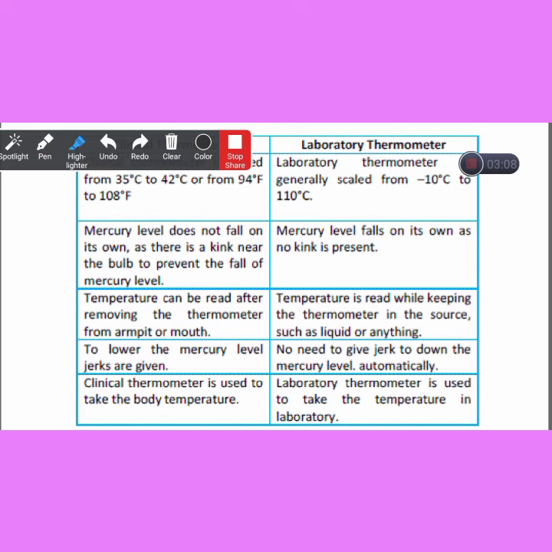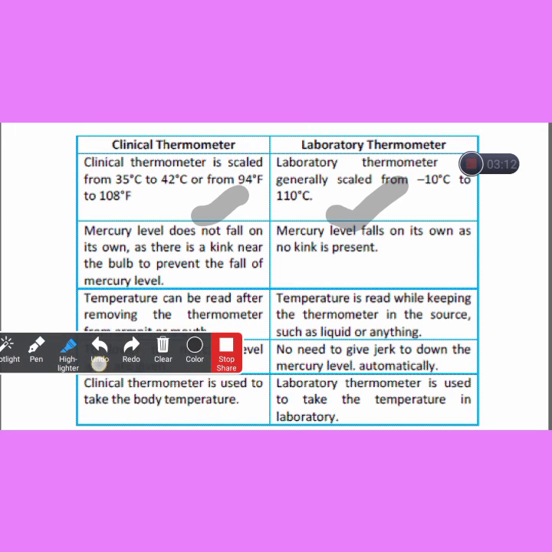So guys, I would prefer you to make a table to learn the difference between a clinical and a laboratory thermometer.